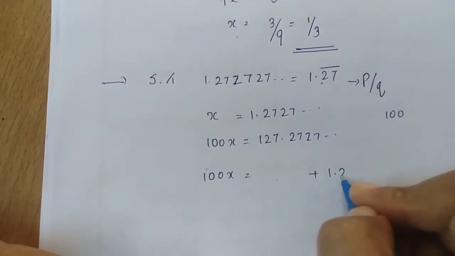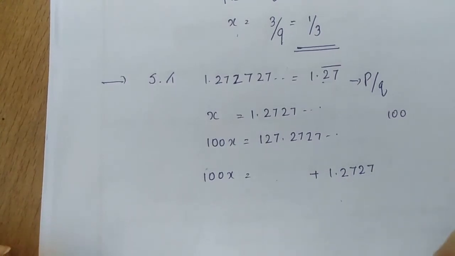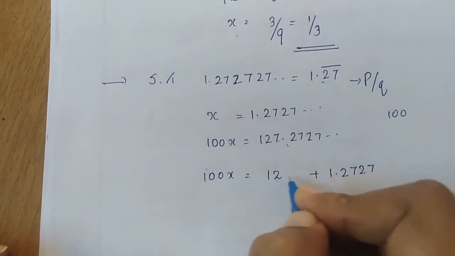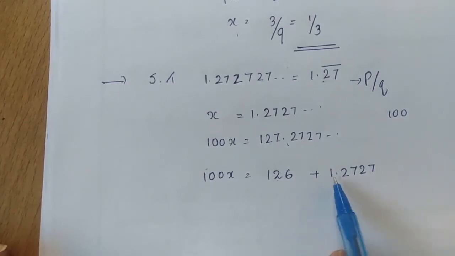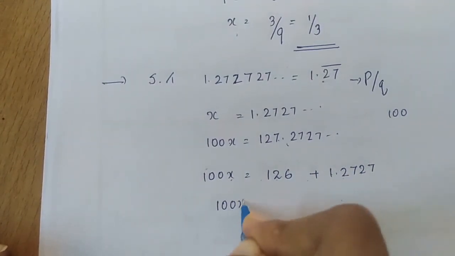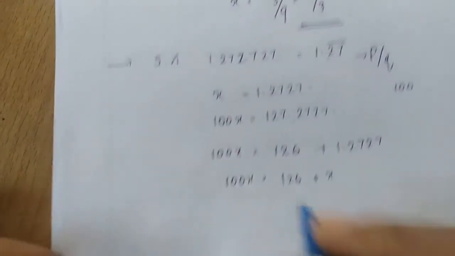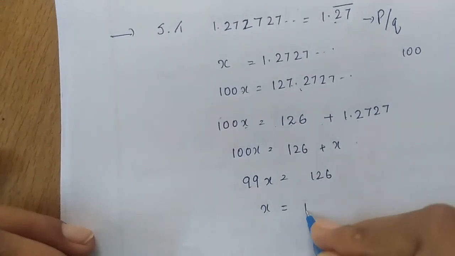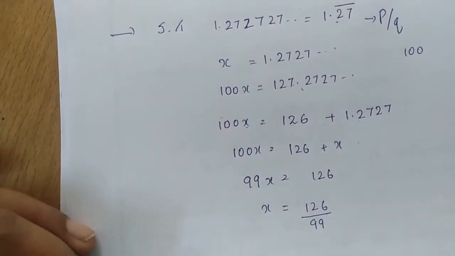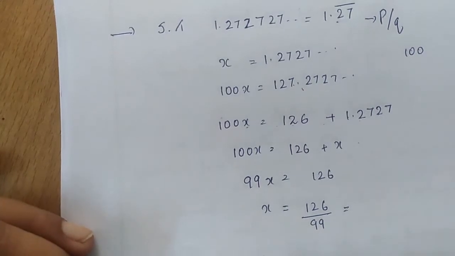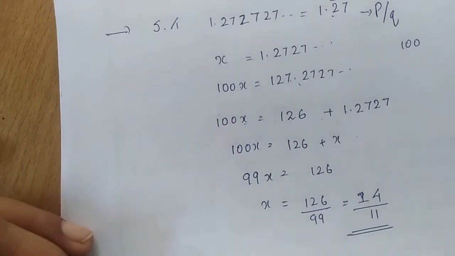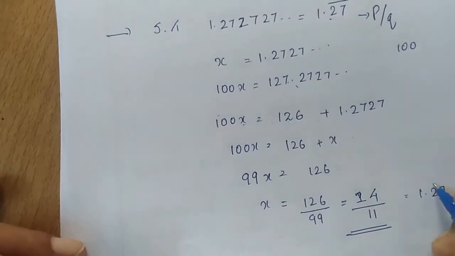And we have to rewrite 100x as 126 plus x, where x is 1.2727. So 100x is equal to this value. We rewrite the x to this. So we will get 126, that is 127 plus .2727. This is the technique: 100x minus x. Then 99x is equal to 126, so x is equal to 126 divided by 99. When we cut it by 9, we will get 14 divided by 11. It is equal to 1.27 bar.